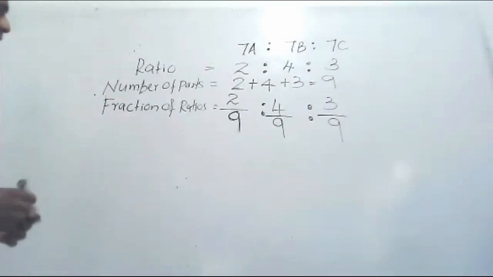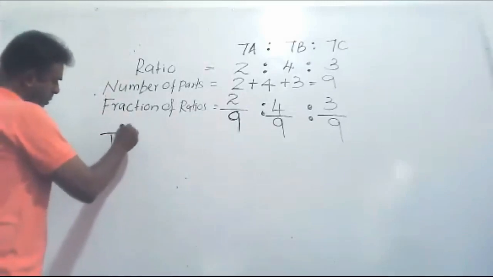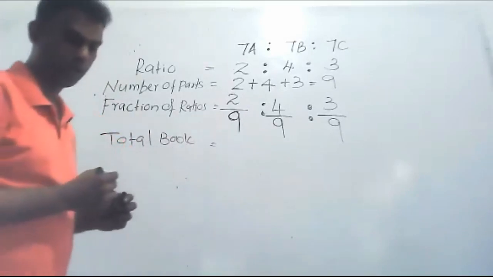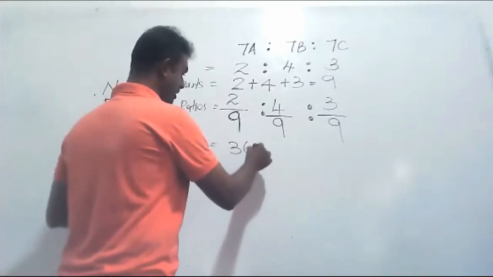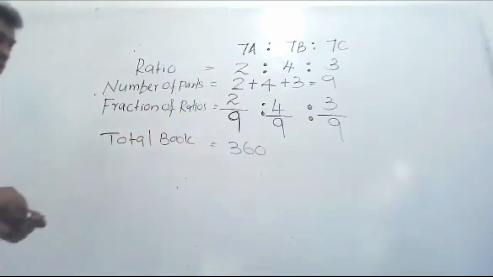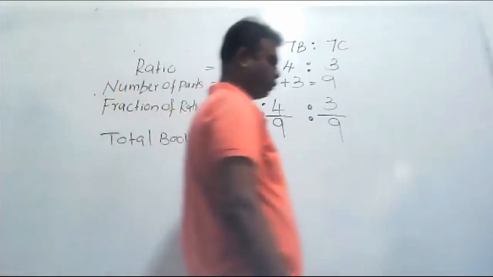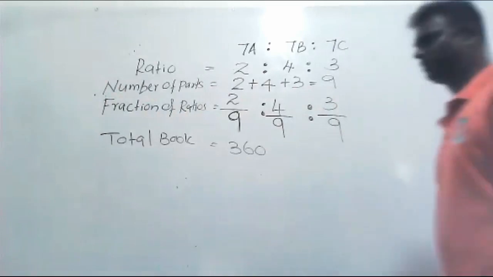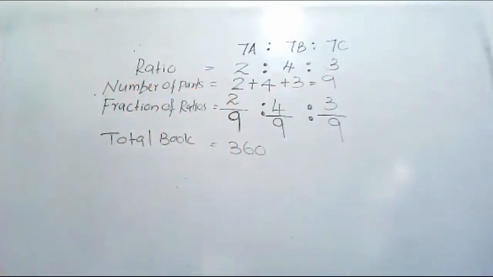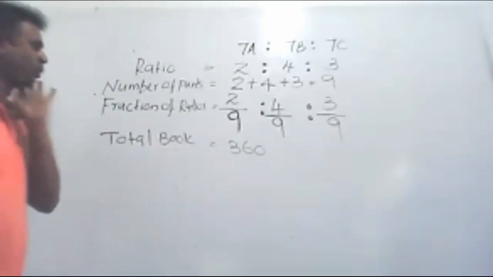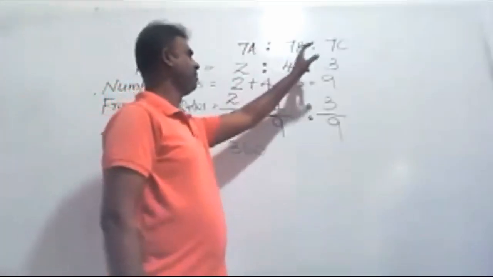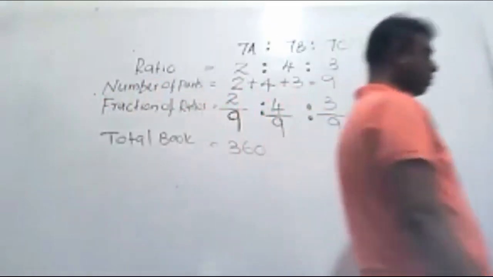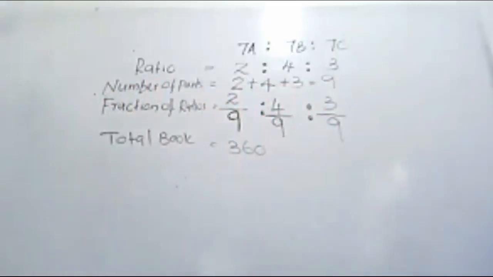Next, total books. How many books are distributed in total? 360. The books should be distributed among 7A, 7B and 7C in the ratio 2 to 4 to 3. Here we want to divide according to the ratio.